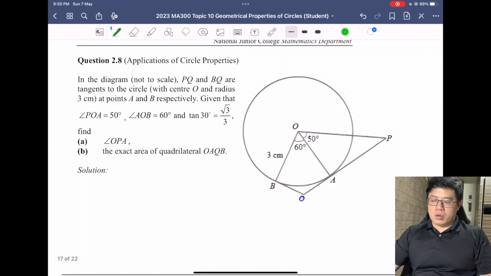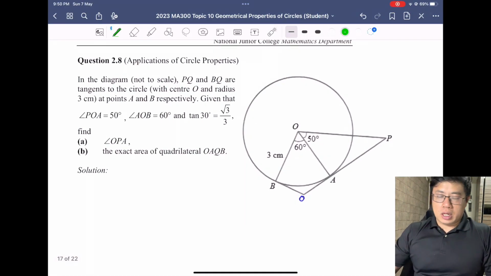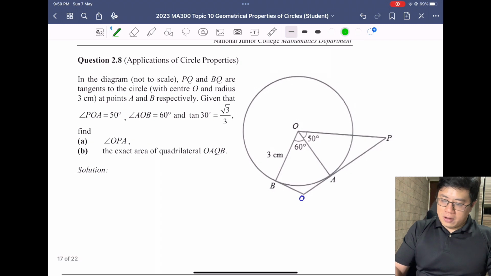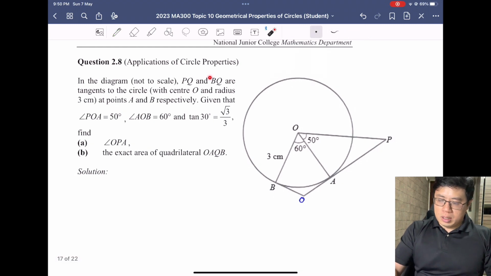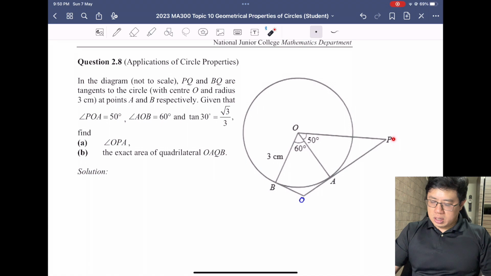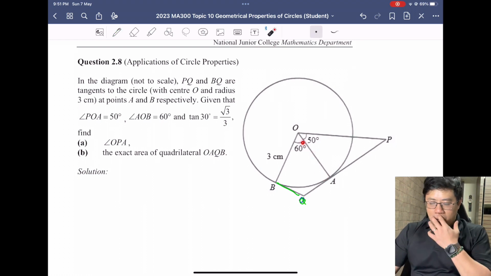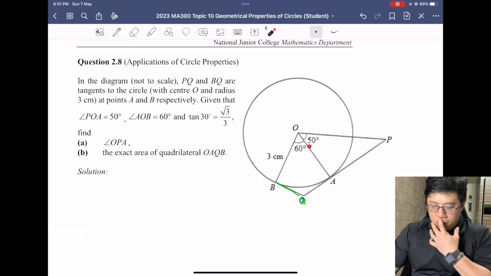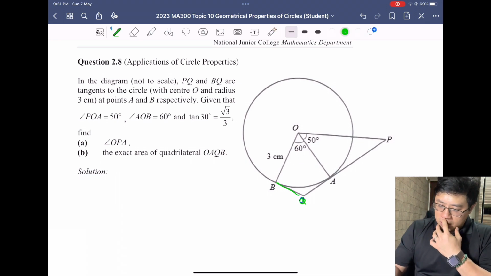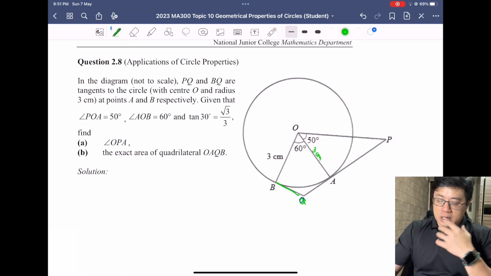Okay, so this video will be on question 2.8. For this one, we have PQ and BQ. They are tangents to the circle with center O and radius 3 cm at points A and B respectively, meaning that this is also 3 cm.